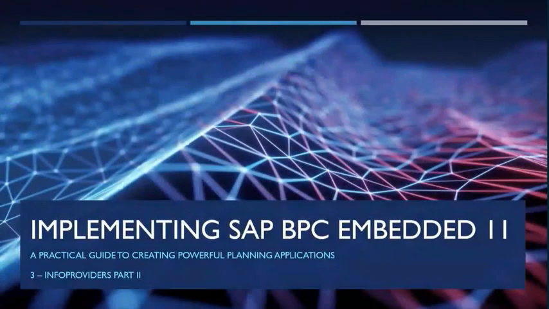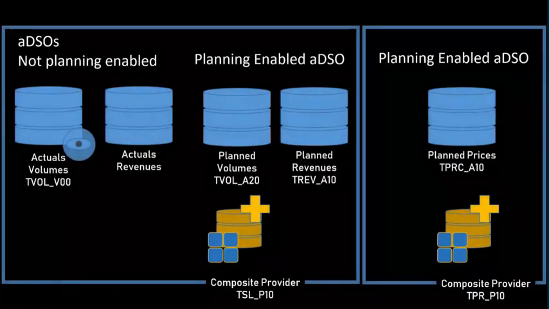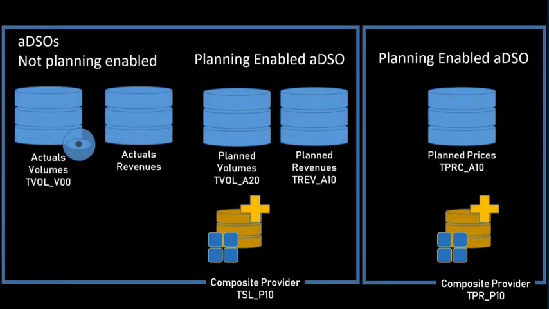This lecture will cover the creation of all the InfoProviders required for our application. We will create the following objects. You'll create an actual volumes open ODS view called tvol v00. We will create a planned volumes ADSO tvol a20, a planned revenues ADSO trev a10, and a planned prices ADSO trpc a10. We will cover the creation of a single ADSO for planning, and the rest can be created based on the info object list provided on page 5 of the guide.